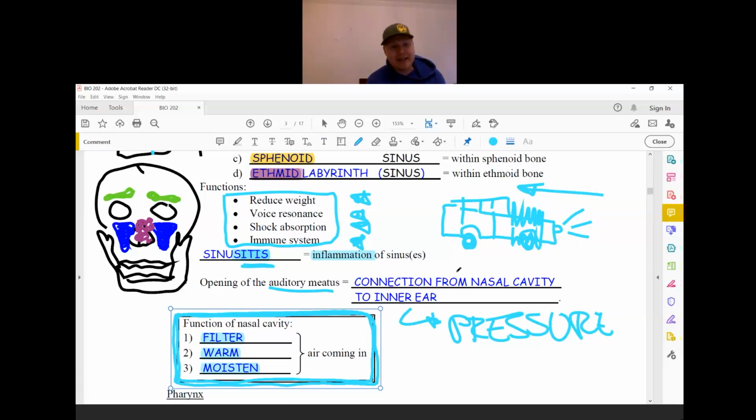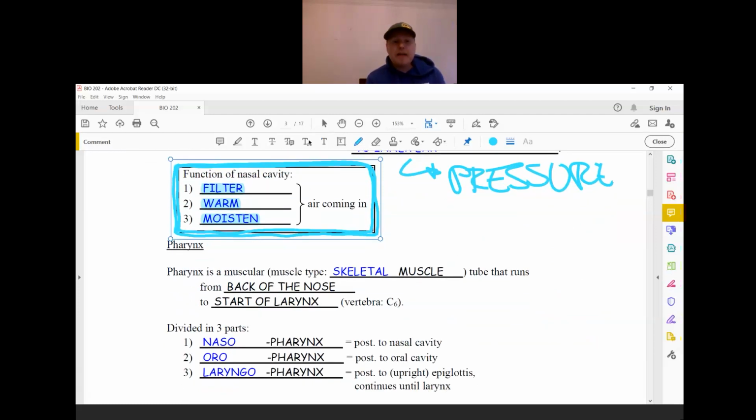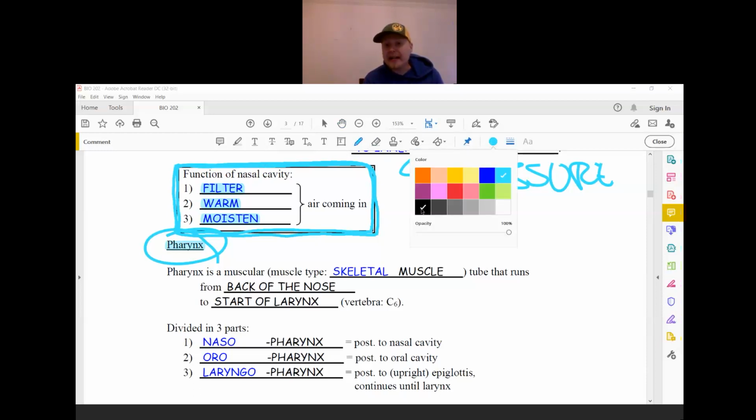Now we are ready to move on to have a look at the pharynx. And the pharynx is, as I say there, a muscular tube. And the muscle type that we end up seeing with the pharynx is, of course, skeletal muscle. So the pharynx runs all the way from the back of the nose to the start of the larynx. And I think a good way to tackle this would be, again, let's draw a quick diagram.